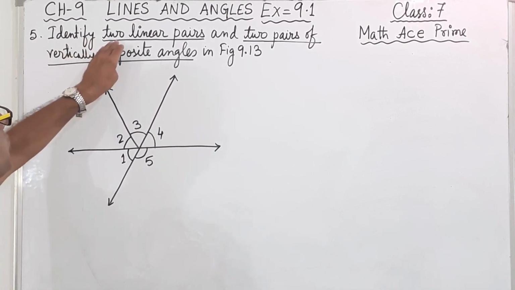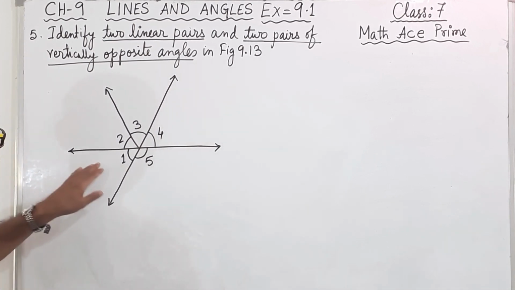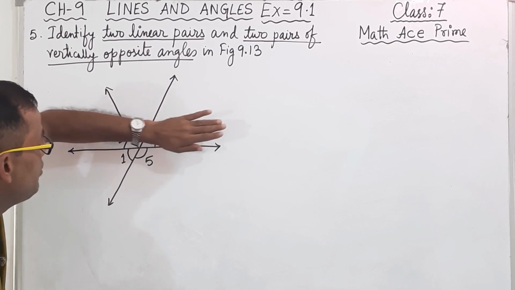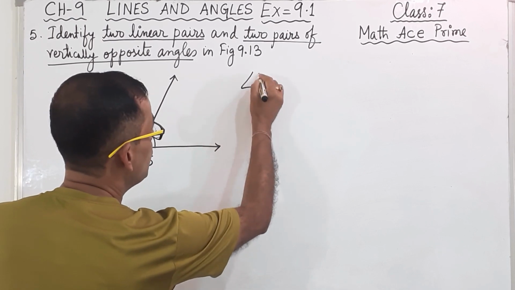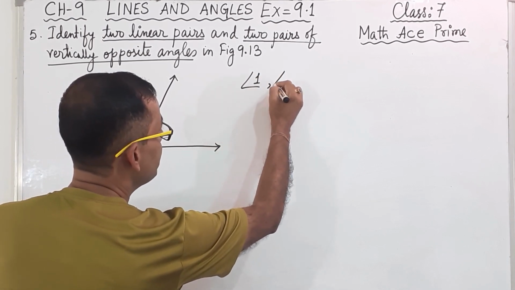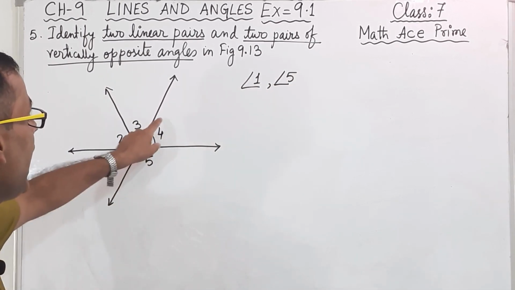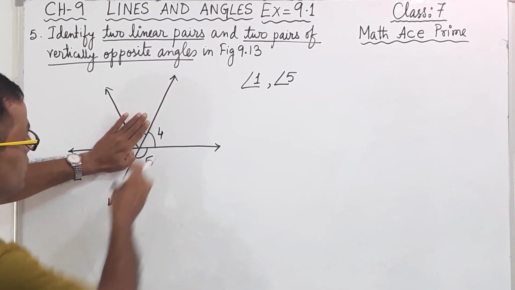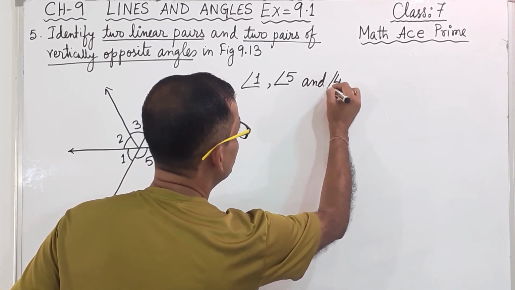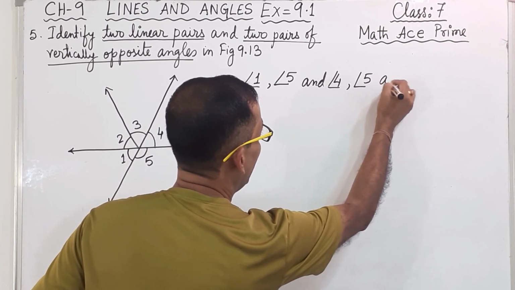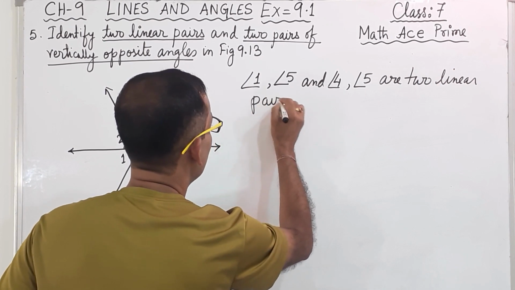Now what is it telling? To find out two linear pairs. So from here I will find out the linear pairs. So you can see here a linear pair has to be 180 degrees. I will cover this one. So here it is what? 1 and 5. It is forming a linear pair. So what will I write? Angle 1, angle 5. Clear now? So this is one pair, angle 1 and angle 5. And then another one, if I put my hand here, so what is it? 4 and 5. Angle 4, angle 5 are two linear pairs. So this is the answer.